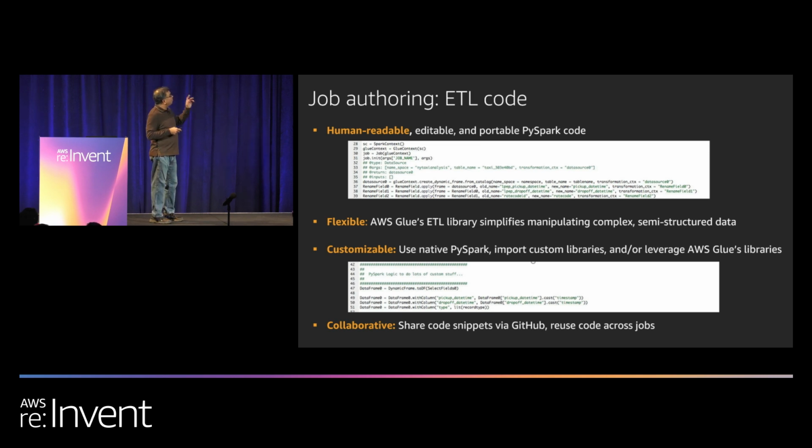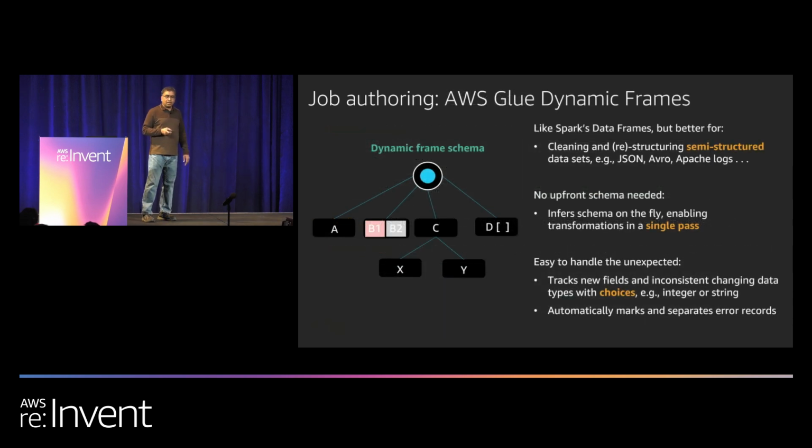So in the code, if you notice, the first step is getting a reference to a Glue context. Once it has the reference to the Glue context, the second thing it does is create a dynamic data frame against your source data set. Then it applies the transformations. So I will walk you through what the dynamic data frame in AWS Glue is.